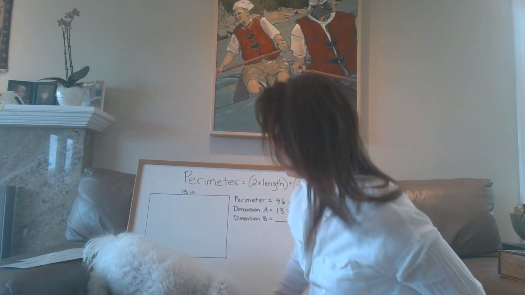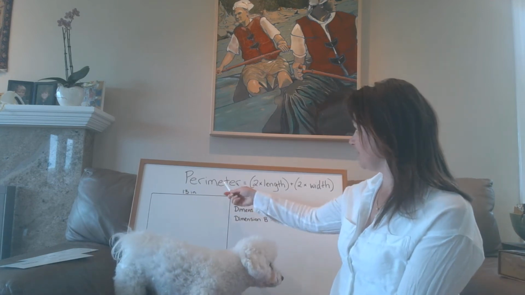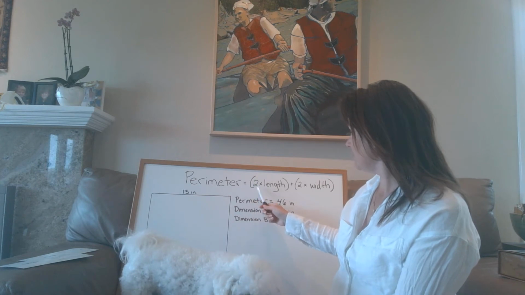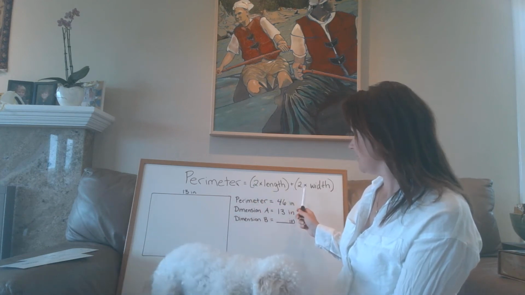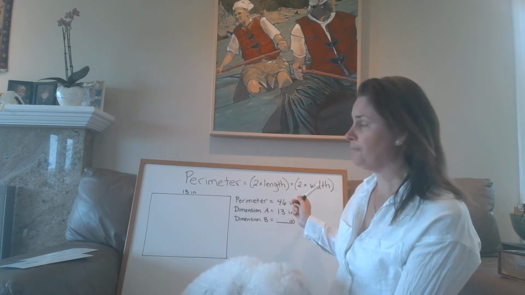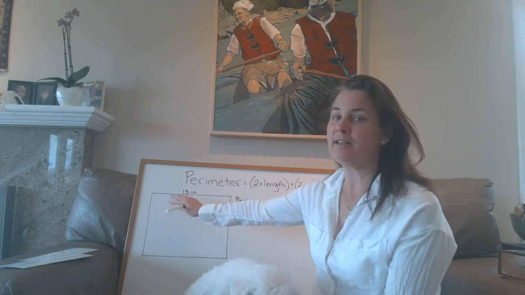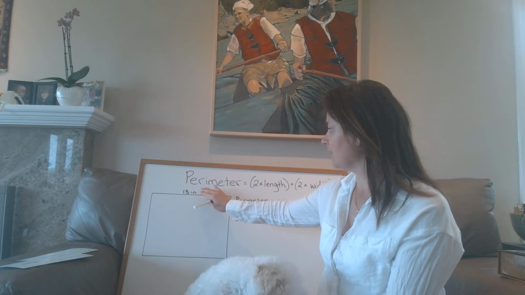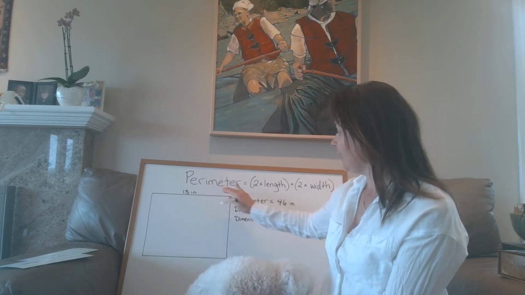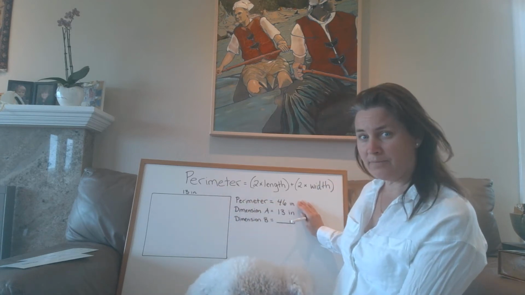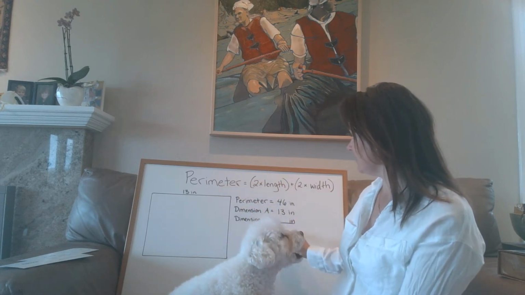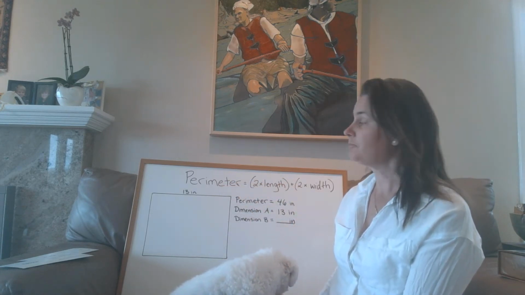So what we have here is the formula when you need to find the perimeter. Perimeter equals 2 times length plus 2 times width. So if you are given a rectangle and you're given one dimension and the total perimeter, we need to use what we know about this formula to find the missing dimension.